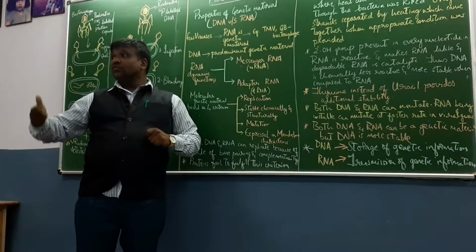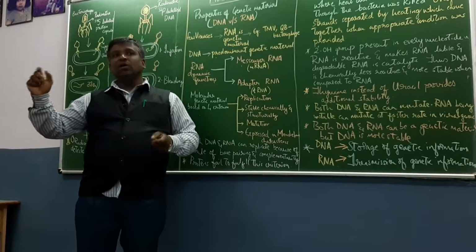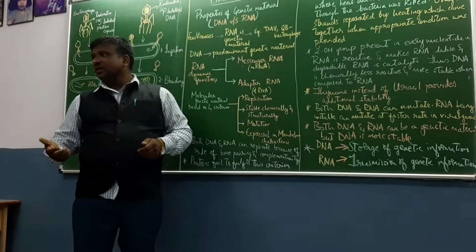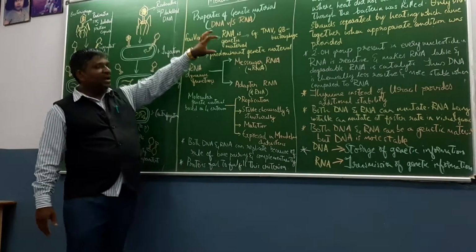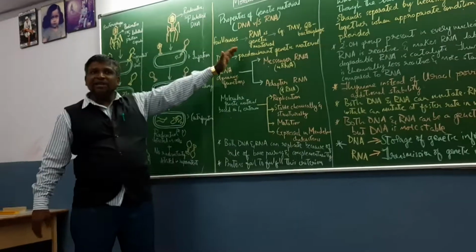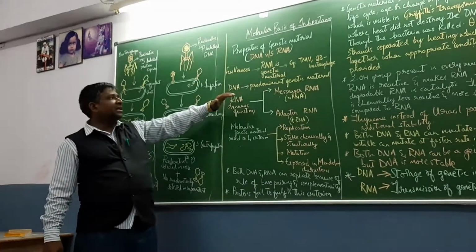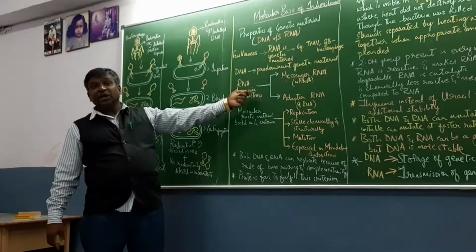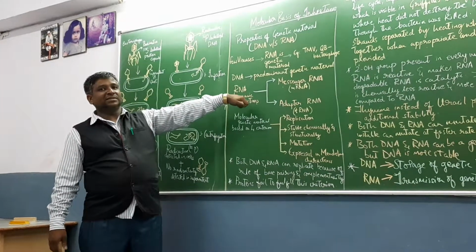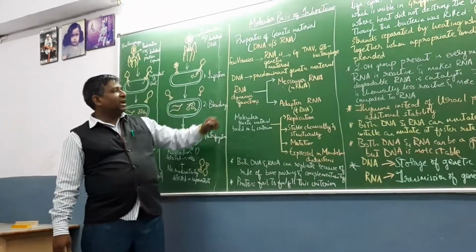The DNA synthesized by such reverse transcription, we call it cDNA, or complementary DNA. But now you should understand that a few organisms, like viruses, have RNA as their genetic material. But DNA is predominantly the genetic material in the majority of organisms, isn't it? So you have to understand that.